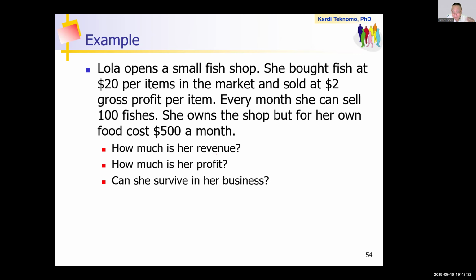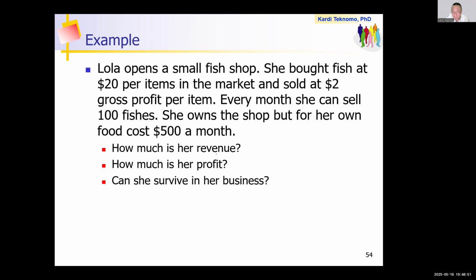Yeah, she owns the shop, but her own food costs, say, $500 per month. It's 25,000 pesos about. So the question is, how much is her revenue? How much is her profit? And then the question is, can she survive in business?